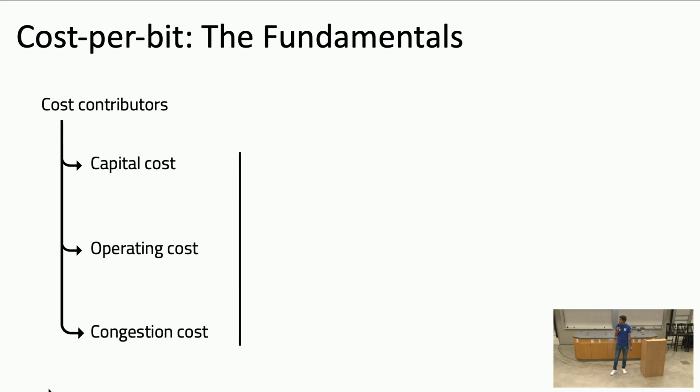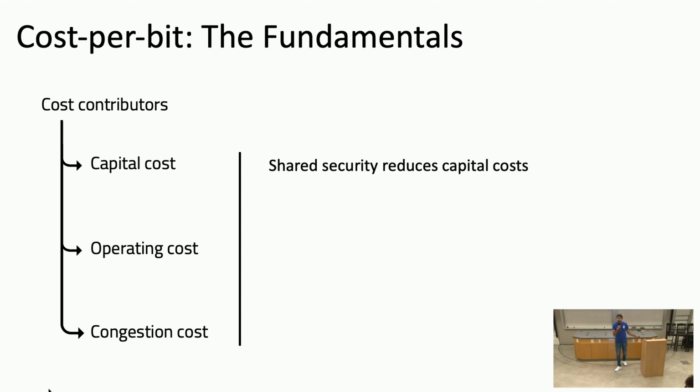Okay, now remember the goal, we want to run hyperscale applications. We need to solve the cost basis problem on all these three dimensions. How are we going to do it? How are we going to unleash hyperscale applications in the blockchain world? Number one, to reduce capital cost, we use shared security.